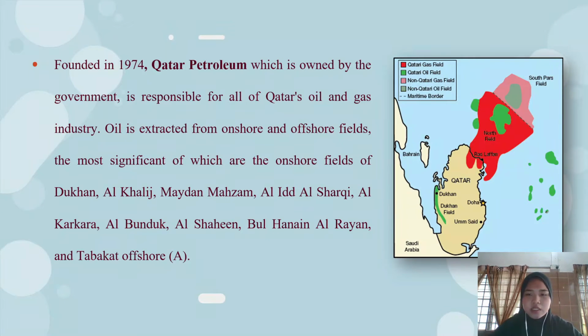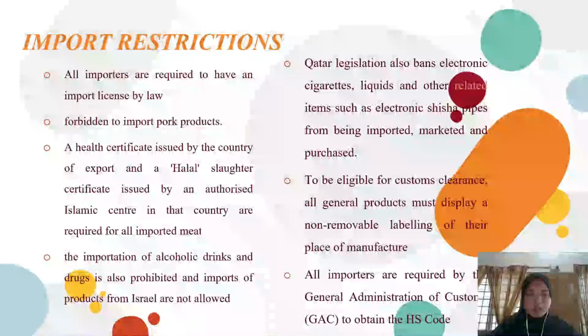So as you can see, this is the map of Qatar, and the green one is the Qatari oil area, and the red one is the Qatari gas area. So this is among the common import restrictions in Qatar.